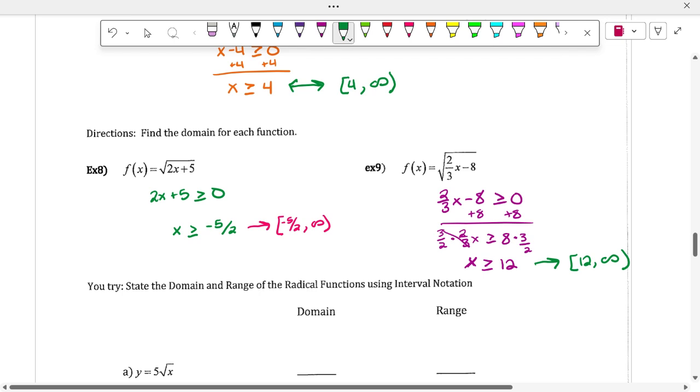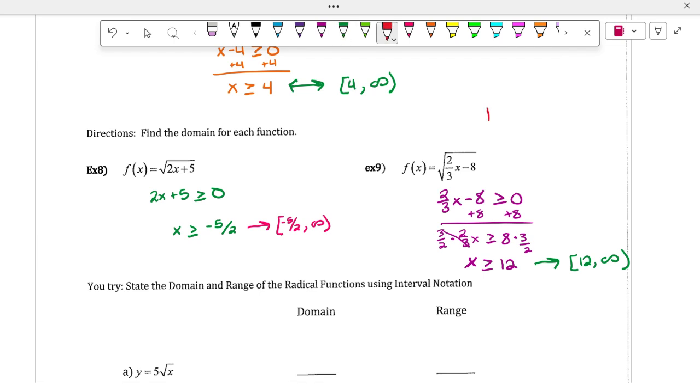Now, for the domain of a square root, it's always going to be bracket some number to infinity. We don't really deal with reflections over the y-axis with square root functions in this class, so it's always going to be whatever number you get under the radical, that's going to be your lowest number. Range, it varies.